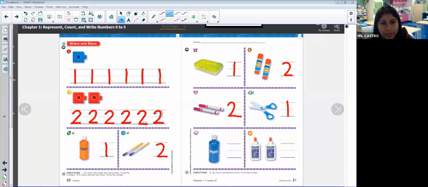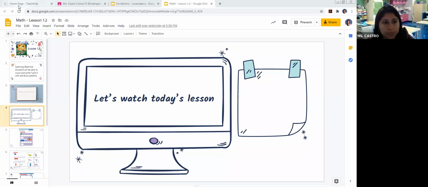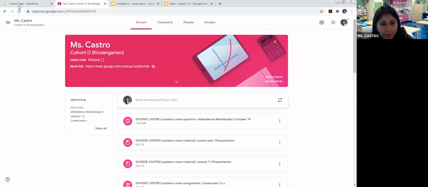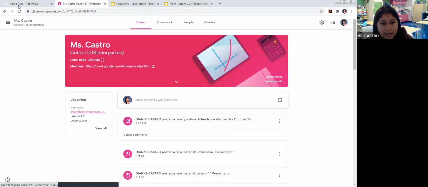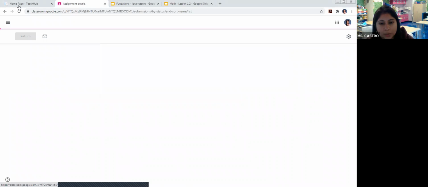Let me go to our Google Classroom so I can show you what today's work is. So for today, boys and girls, for math on your Google Classroom, if you see here on the left-hand side, the attendance should be done. Then you have lesson 1.2, which is our math, and then the lowercase u. So I'm going to open up lesson 1.2.